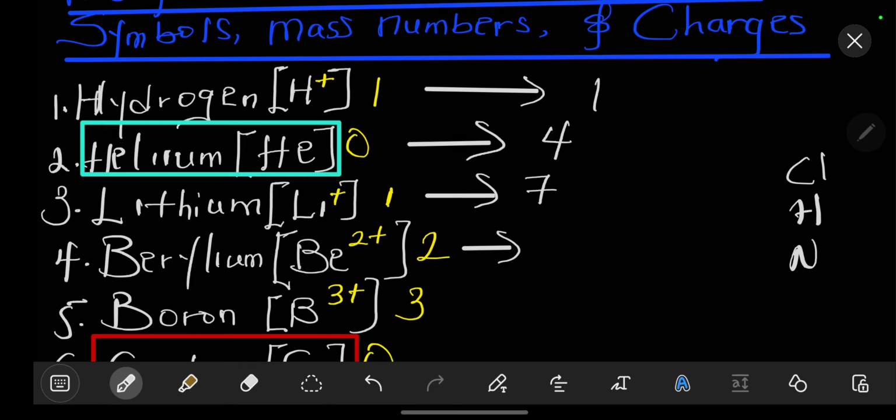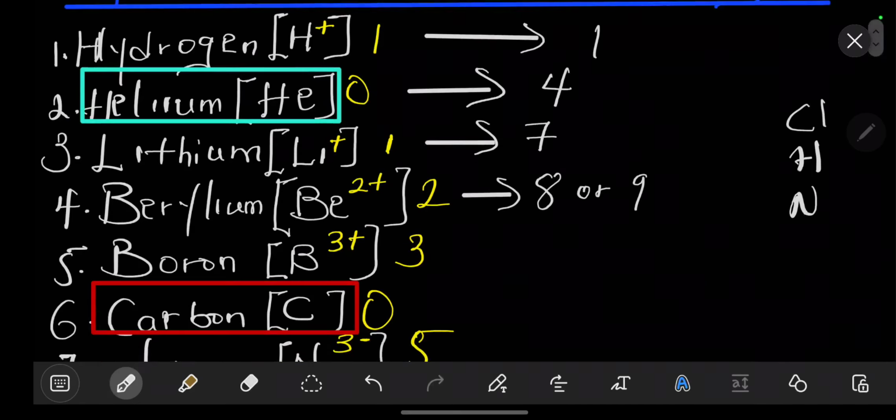So it's an even number. So multiply 4 by 2, that gives us 8. So the mass number of beryllium is 8, or sometimes it can be 9. So 8 or 9. Whichever one you use, you'll get almost the same answer when you solve it.